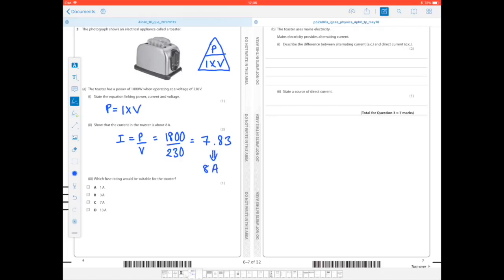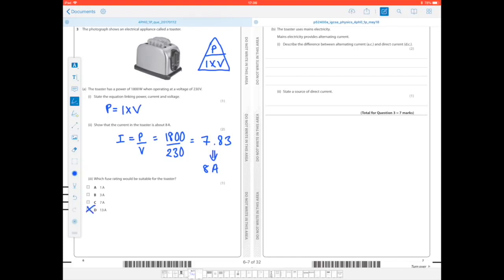Which fuse rating would be suitable for the toaster? Remember, the fuse rating needs to be slightly higher than that calculated current. It's not ideal because 13 is a lot higher, but you can't say 1, 3 or 7. You can't say 7 because it's lower, which means it would constantly have melted when the toaster was in use, which is why D is the correct answer here.